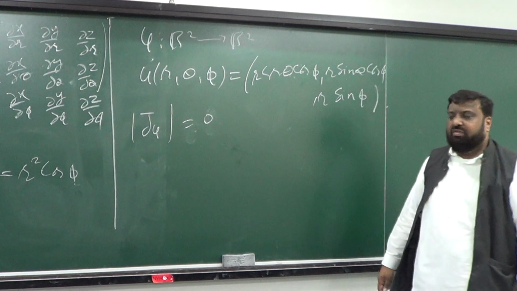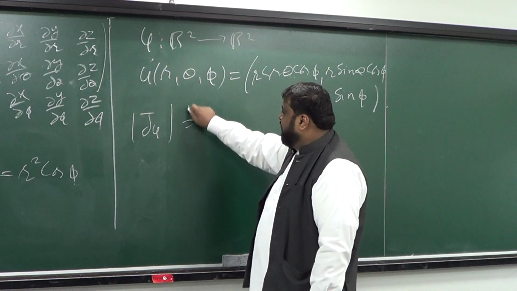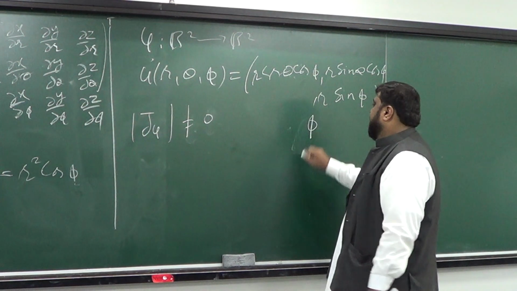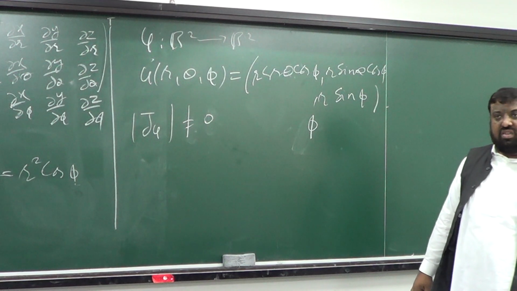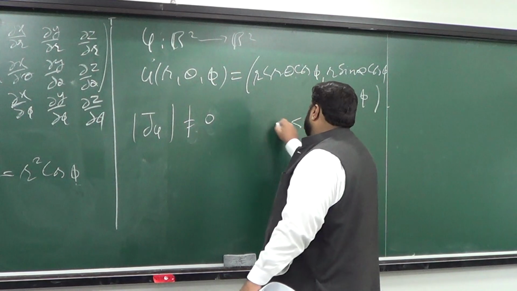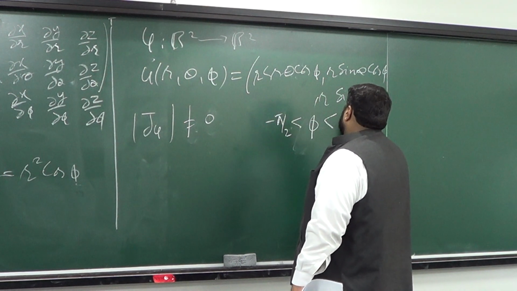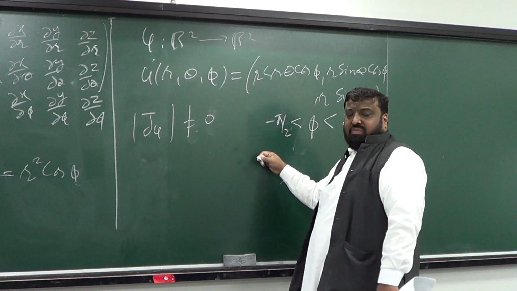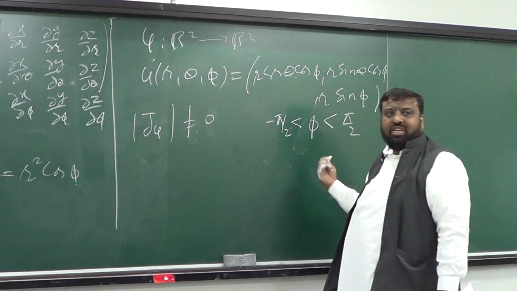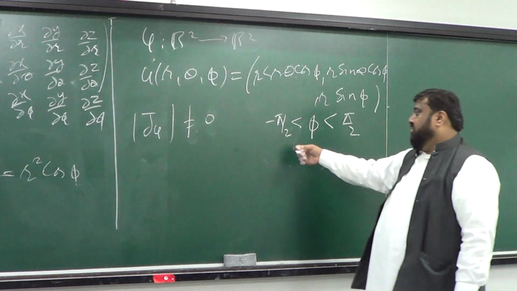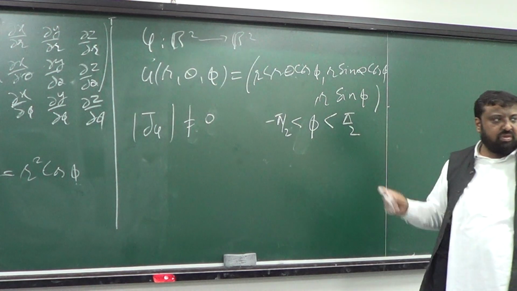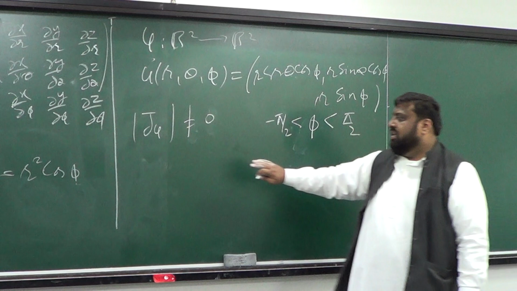So I want to turn it into a diffeomorphism. What should I do? The first thing: if you want the Jacobian to be non-zero, you need to restrict your phi. It should be set from 0 to 2 pi, but it should not include pi by 2, or any odd multiple of pi by 2. So it could be between minus pi by 2 and pi by 2, or between pi by 2 and 3 pi by 2, excluding pi by 2 and 3 pi by 2, and so on, positive, negative, both. If your phi is here, you can have it.